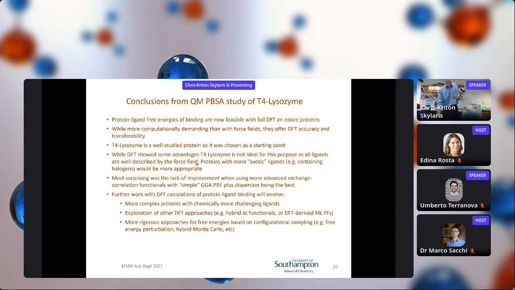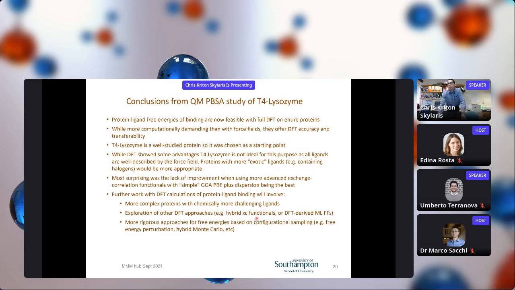The advantage of DFT is when we go to ligands that are more exotic, they contain halogens or other functional groups that the force field is not well trained to represent. So this work would benefit from more complex proteins with chemically more challenging ligands. So this is what we're doing next.